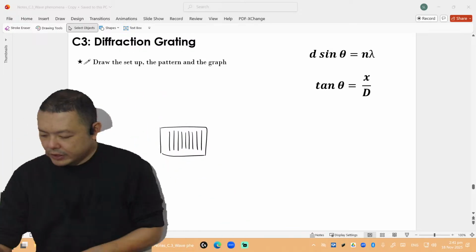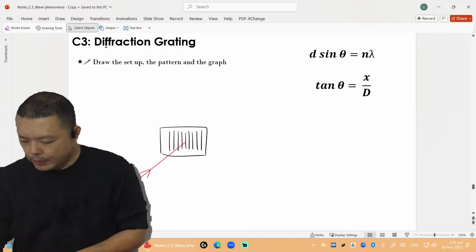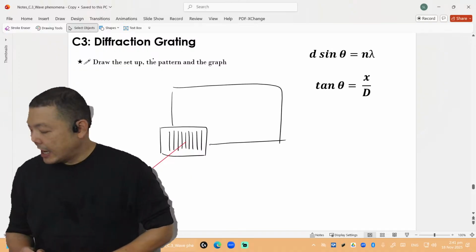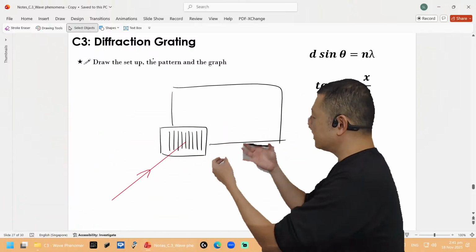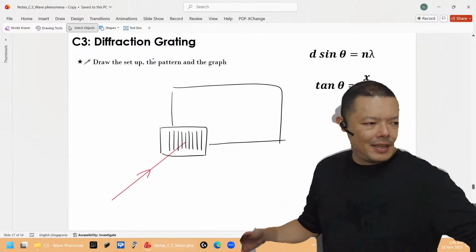So when you shine a laser light into the diffraction grating like this, it will diffract and it will give you the pattern. So the question is, how does it look like then? So how did it appear just now on the paper? Like, how does it look like?